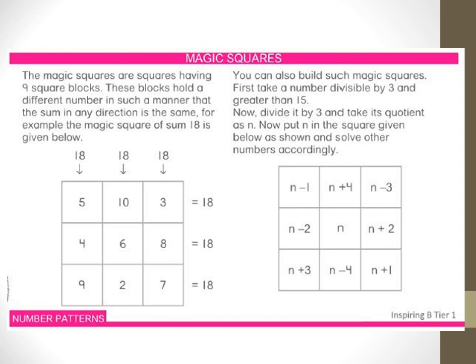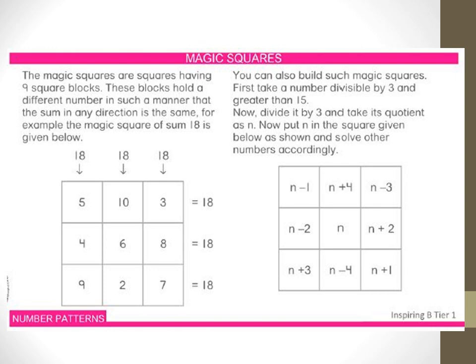That means the sum of each row and each column will result in 18. Look at the first column, 5 plus 4 plus 9, that is 18. The second column 10 plus 6 plus 2, that is also 18. The third column 3 plus 8 plus 7 is 18. Now look at the rows also. 5 plus 10 plus 3 equal to 18, 4 plus 6 plus 8 equal to 18, and the third and the last row 9 plus 2 plus 7 is also 18.